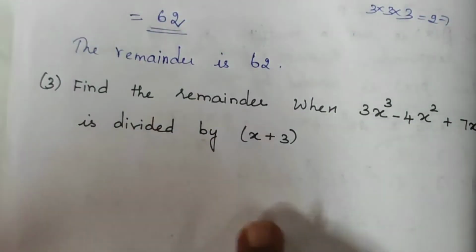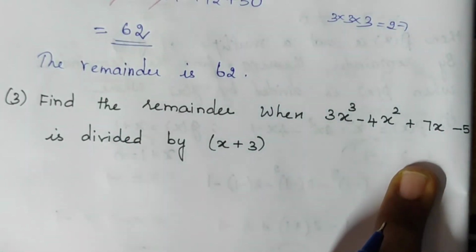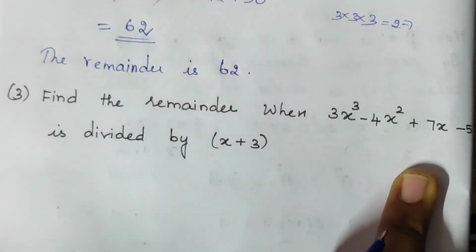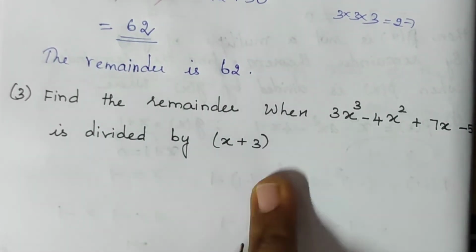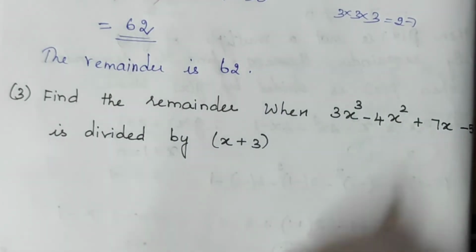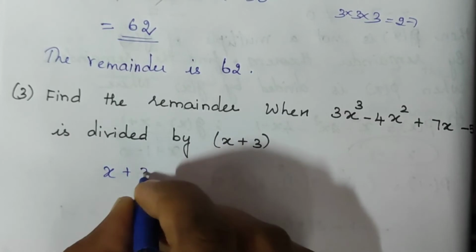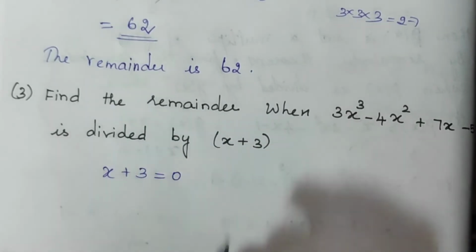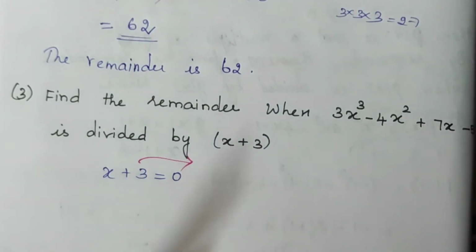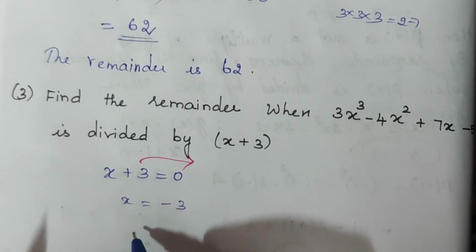Problem number 3. Find the remainder when 3x cube minus 4x square plus 7x minus 5 is divided by x plus 3. Same method. X plus 3 is equal to 0. So x is equal to minus 3. Substitute that minus 3 in the polynomial and find the remainder. So we'll start from this. X plus 3 is equal to 0. When you take this plus 3 to the other side, you will get x is equal to minus 3.